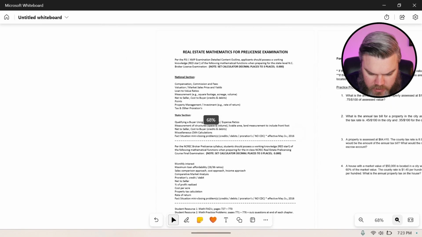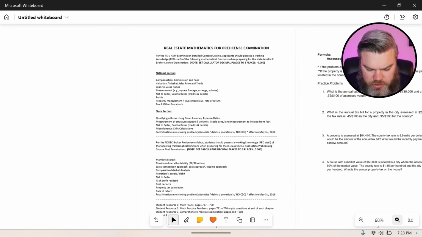This right here is just going to be a basic section that kind of explains some of the different maths you'll see. Compensation, commissions, fees, percentages, valuation, market sales price and yields, percentages, loan to value ratios, percentages, measurements. It's going to be area calculations, right? Length times width equals area, and then of course cubic volume and things of that nature. So that's multiplication and division.